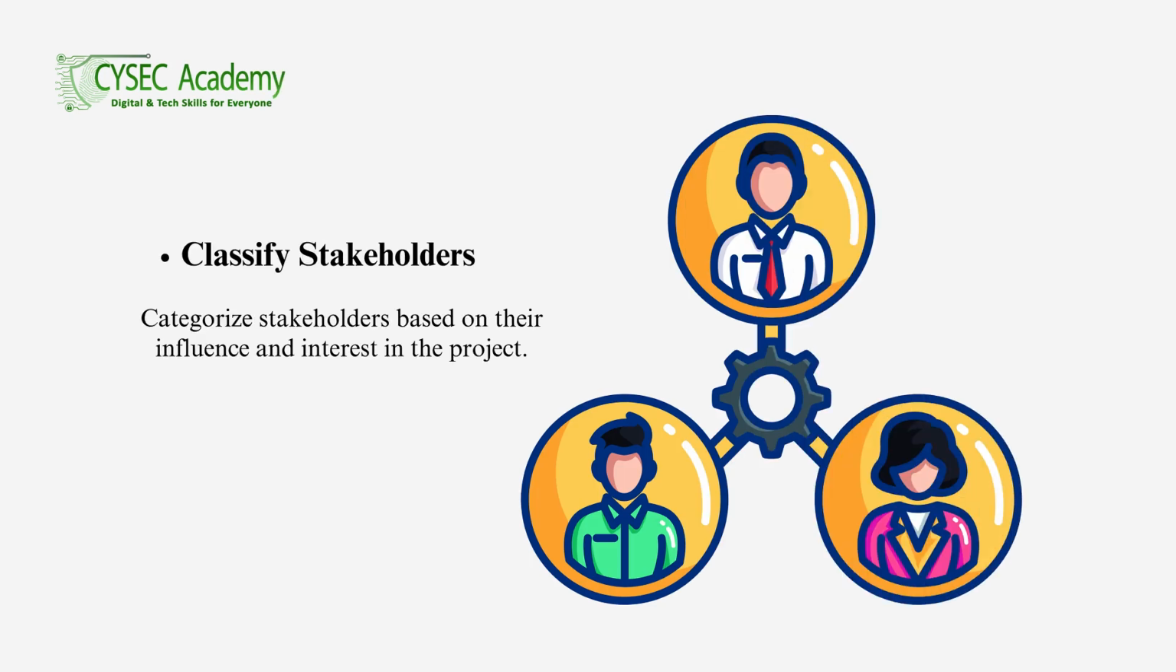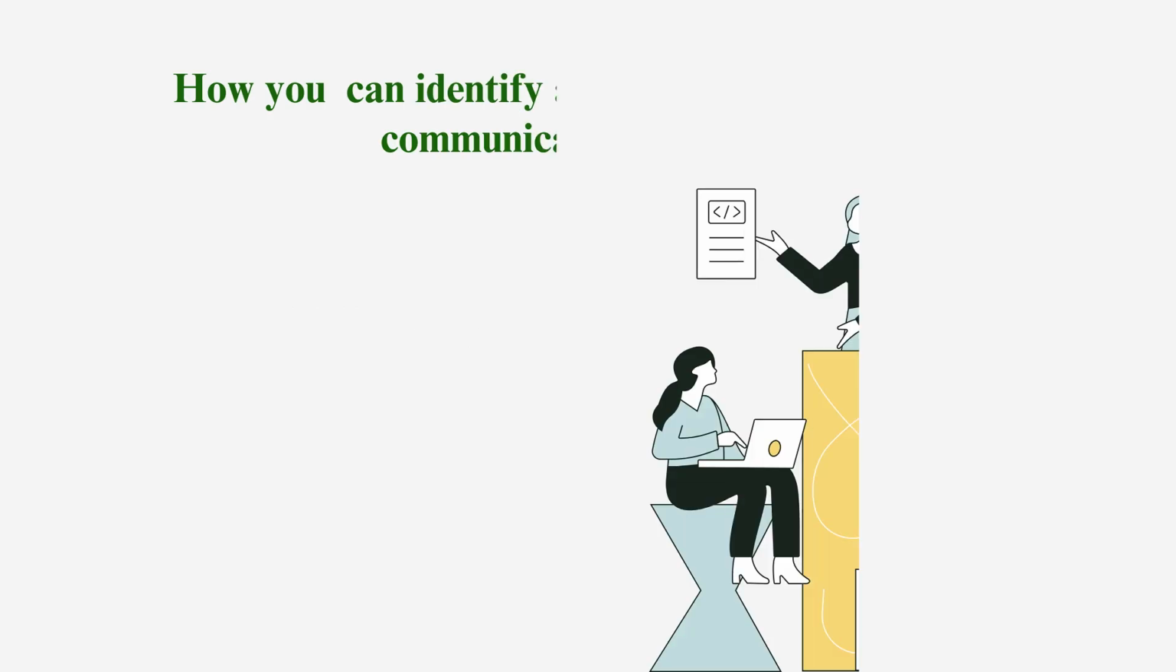Classify stakeholders. Categorize stakeholders based on their influence and interest in the project. Common classifications include internal versus external, primary versus secondary, and direct versus indirect stakeholders. For example, in a healthcare project, primary stakeholders might be doctors and nurses (internal), while secondary stakeholders could be patients and regulatory bodies (external).